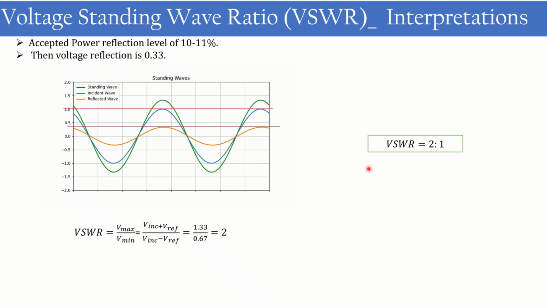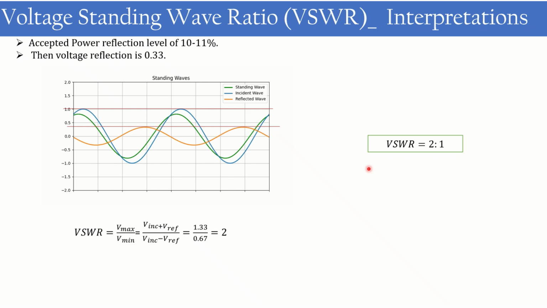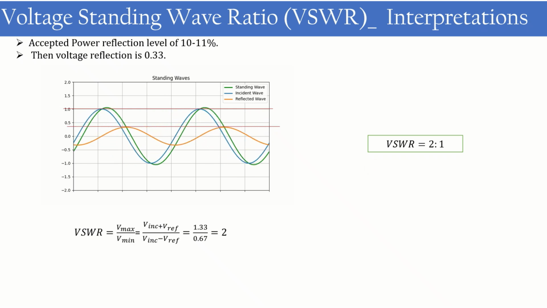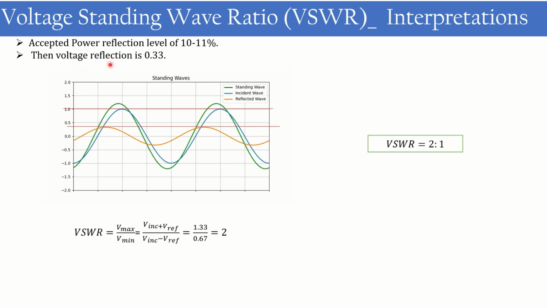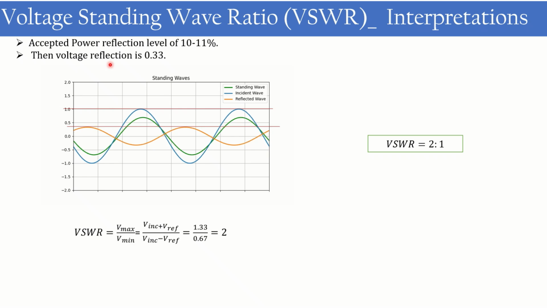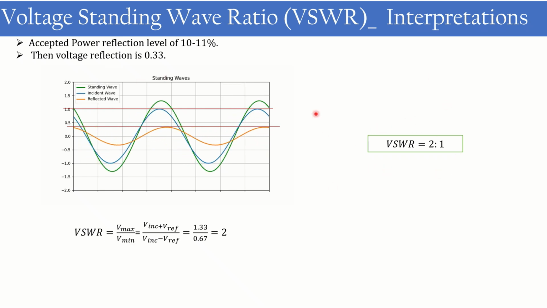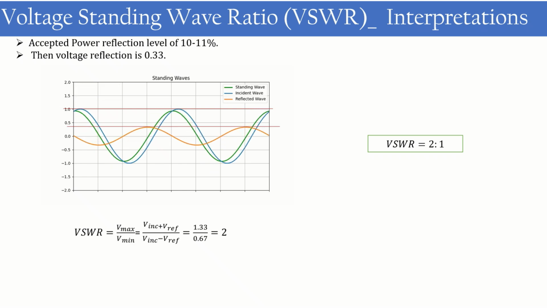So if our antenna simulation shows a VSWR of 2 or less than 2, we can say that the antenna is performing well, or the reflected power from the antenna is less than 10 percent. So it is working in good condition. So we have to make sure that VSWR is less than 2 in our antenna design conditions.